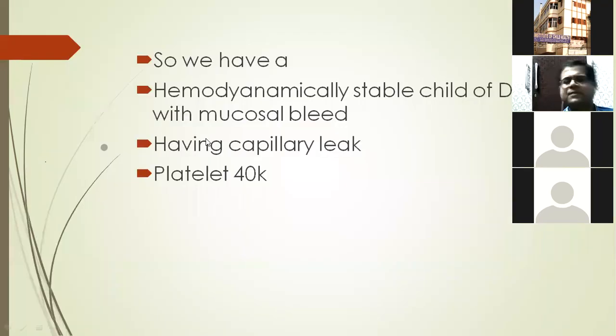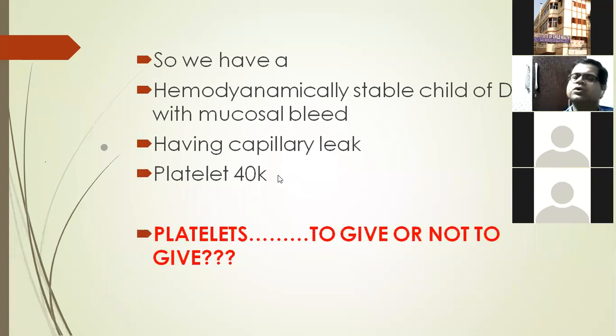This is the epistaxis and gum bleeding. So we have a hemodynamically stable child with DHF2 with mucosal bleed, having capillary leak, and platelet is 40,000. So what is the panic? Platelets, to give or not to give.